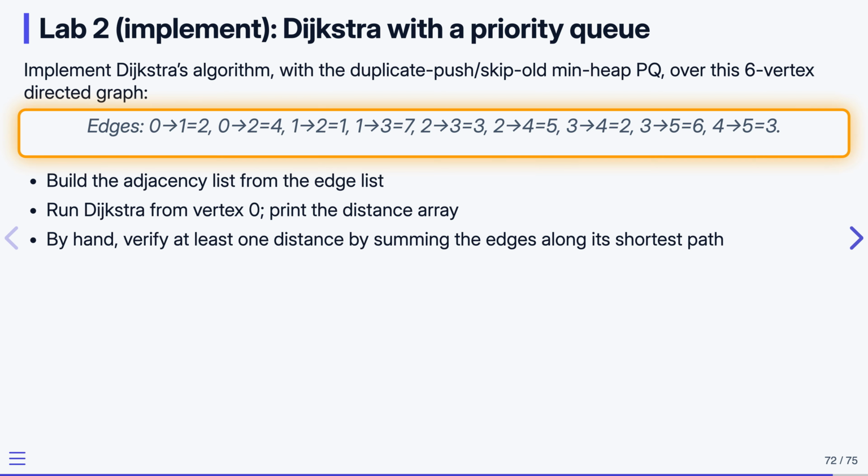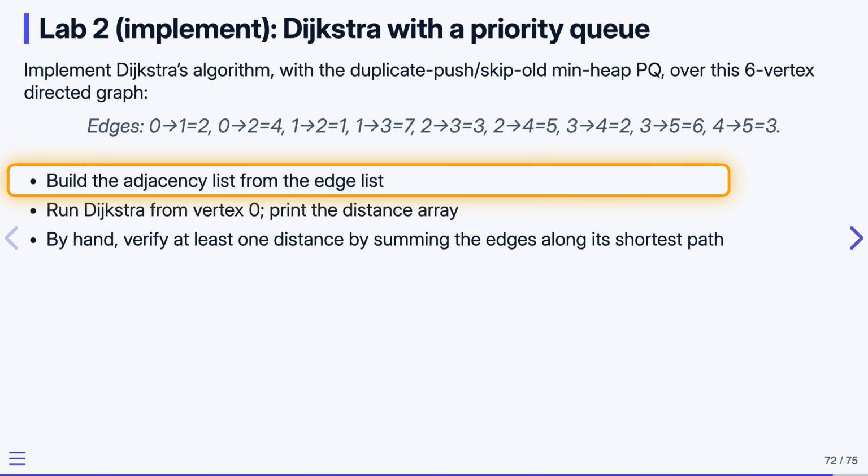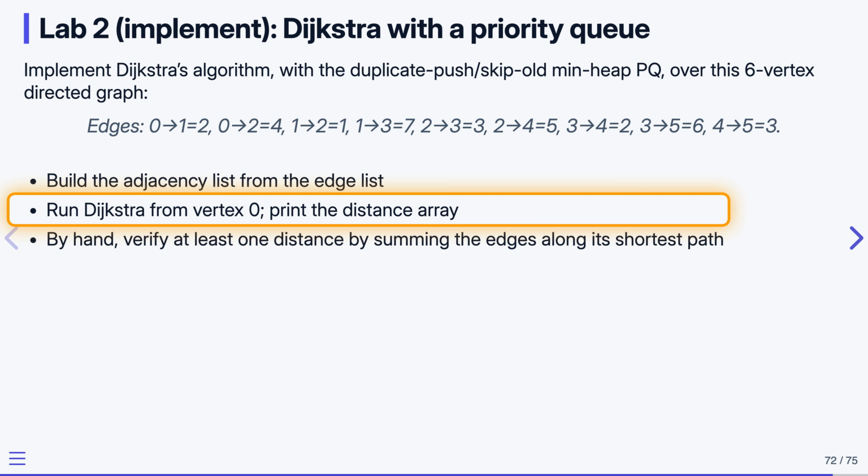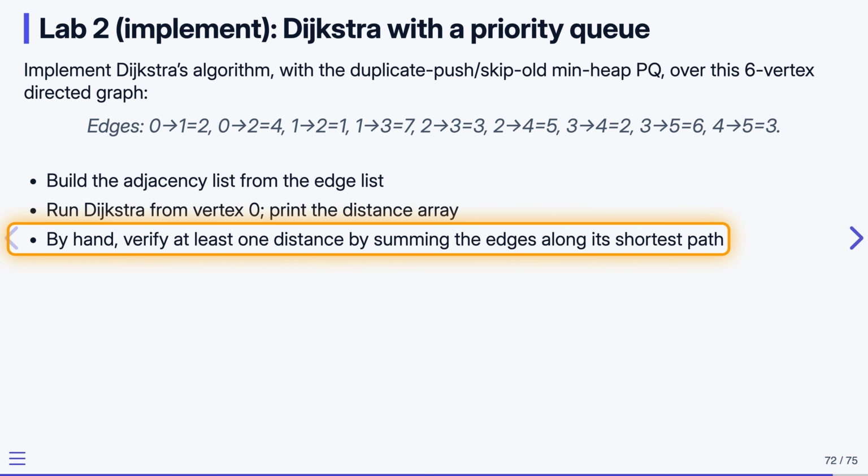For example, the edge from 0 to 1 has weight 2, and the edge from 2 to 3 has weight 3. First, build the adjacency list from the edge list. Then run Dijkstra from vertex 0 and print the distance array. Finally, by hand, check at least one distance by adding the edge weights along its shortest path.